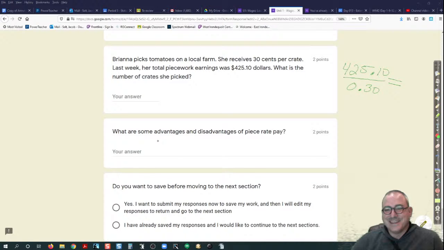One of the advantages is that if you need extra money, man, you can hammer out extra pieces and get paid extra cash. The disadvantage is that if you're sick, if you get hurt, of course that's for hourly too. But if there's something that slows you down, an injury, then you don't get paid as much. So advantages and disadvantages of pay based on production.